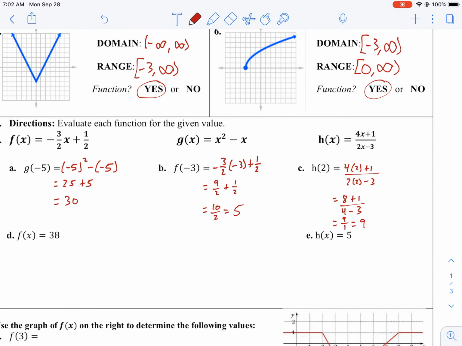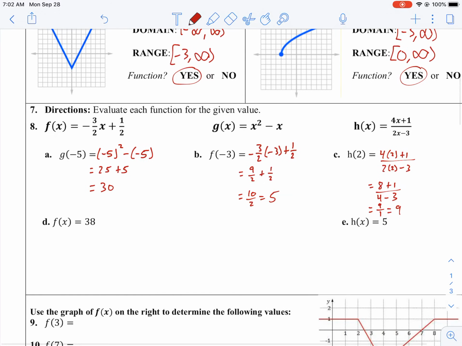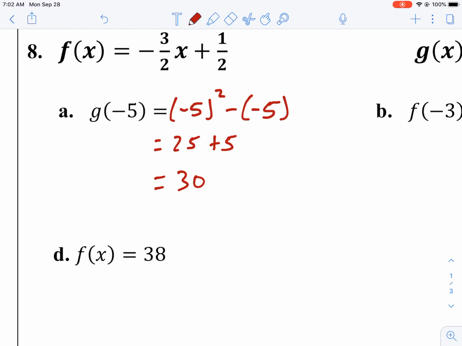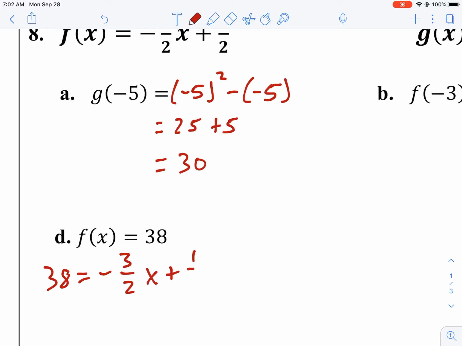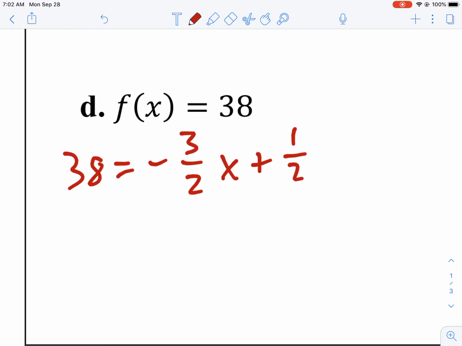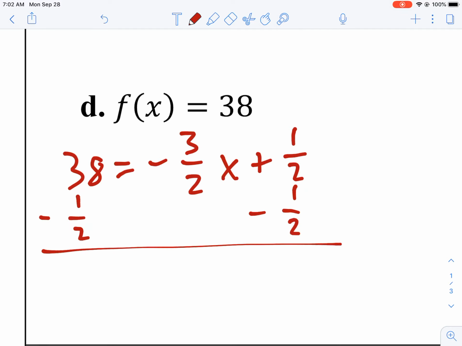For the next one, this time we are going to be setting these equations equal to 38, because now we're being told that 38 is the output of F. So we're going to create an equation that we will solve. So we've got 38 equals negative 3 halves x plus a half. All right. So we need to minus a half on both sides. 38 minus a half, that's 37.5 equals negative 3 halves x.